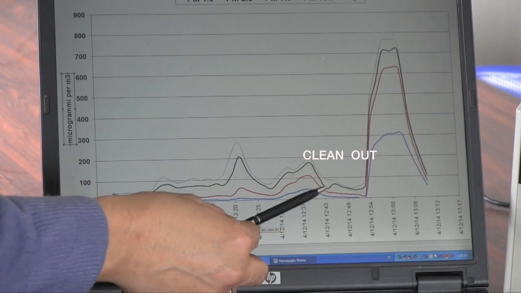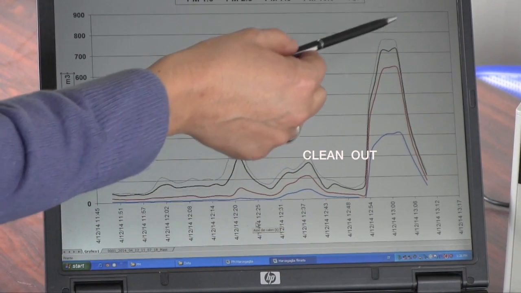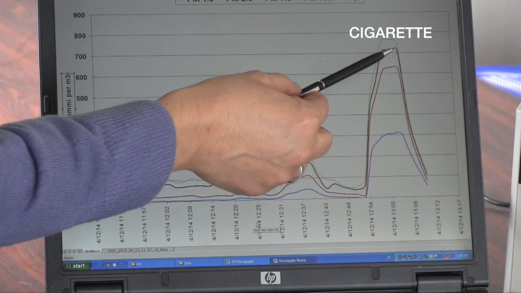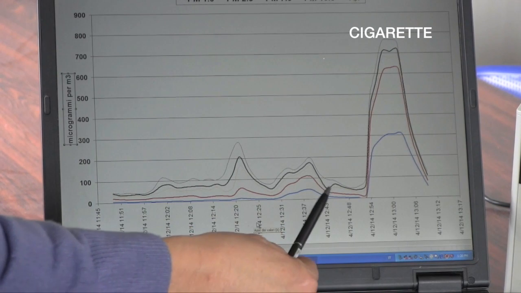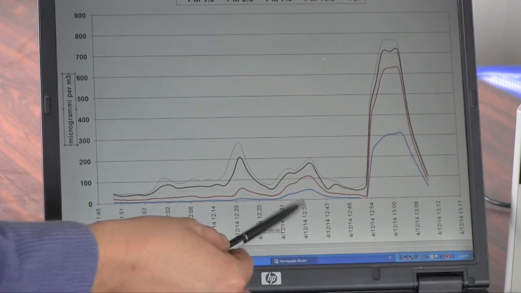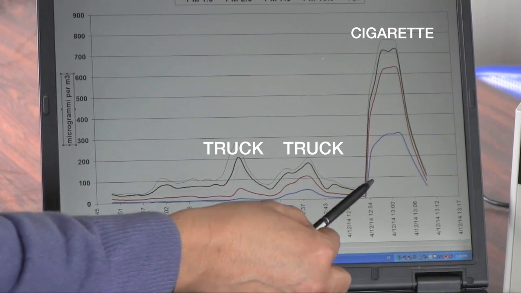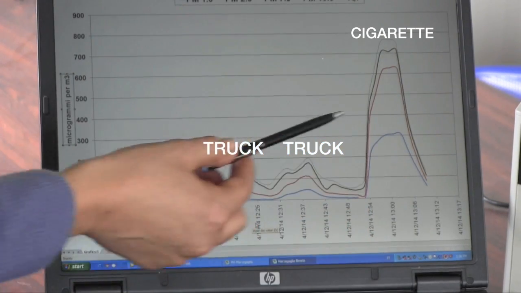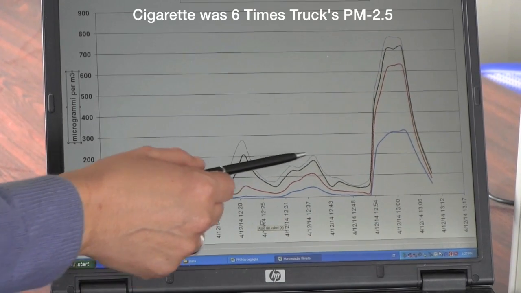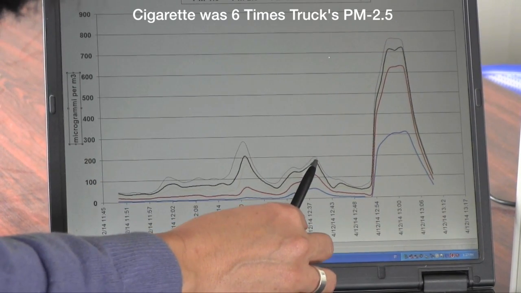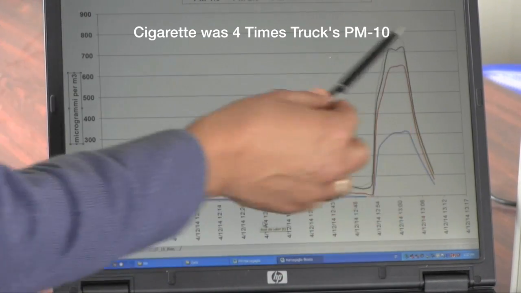After 8 minutes, the engine was stopped, and we then opened the door to clean out the air of the office so it could reach the background concentrations. At this point, the smoker lit a cigarette, and you can see the particle concentrations jumped to very high levels. To summarize, both the truck and the cigarette generated air pollution for 8 minutes, but the cigarette peak was much bigger than the peak caused by the truck. Comparing the truck and the cigarette, the PM 2.5 peak from the cigarettes actually was 6 times the peak caused by the truck, and the PM 10 peak from the cigarettes was 4 times the peak from the truck.